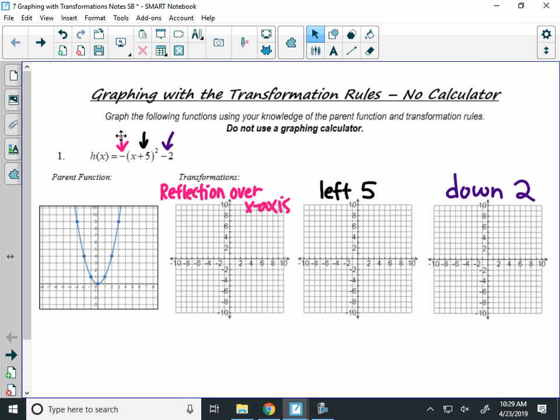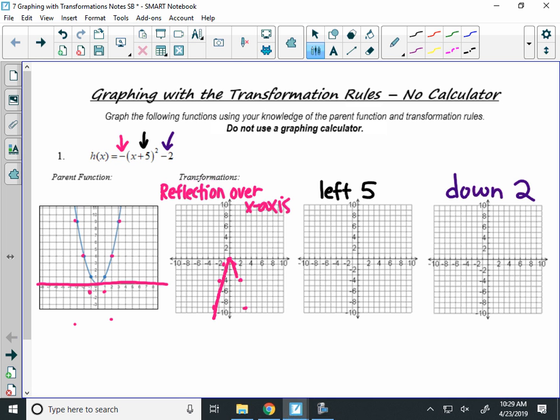So let's take this parent function, this blue graph here, and we'll reflect it over the x-axis. Remember, this is the x-axis, so you're taking every point and flipping them upside down. So the origin stays put. This positive 1, if I'm 1 above the x-axis, is now going to be 1 below the x-axis on either side. The next points, I'm 4 above, so I'm now going to be 4 below. And then these last ones are 9 above, so I'm going to be 3, negative 9.